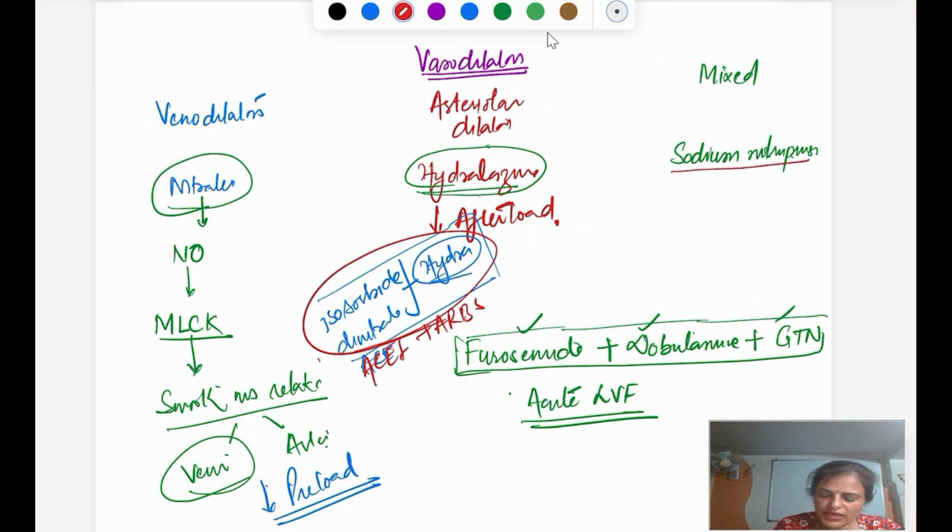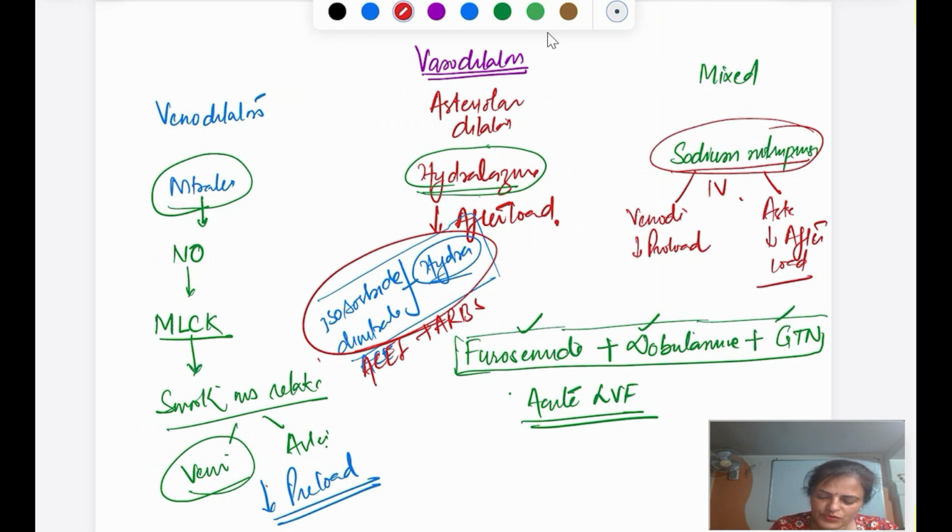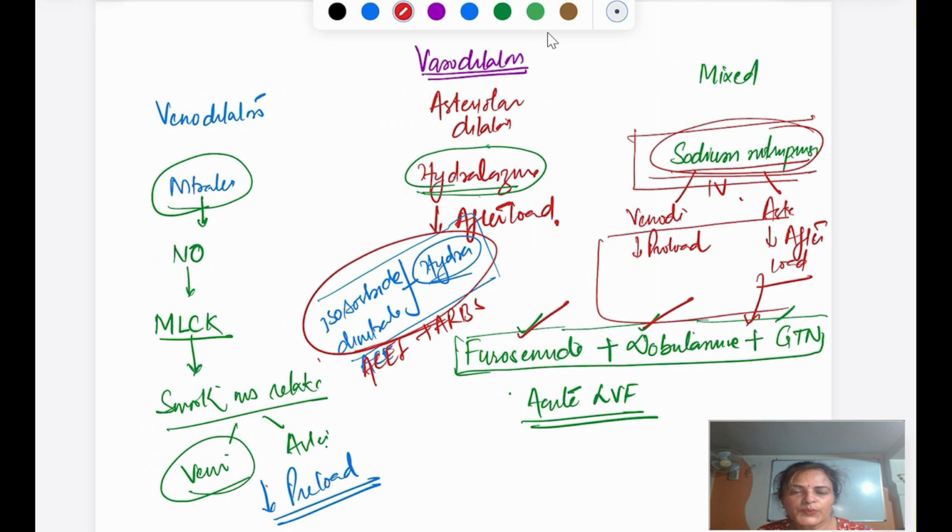Then coming to sodium nitroprusside. This is a mixed one. We give it by IV route. This is going to cause both venodilatation and arteriolar dilatation, so it is going to decrease both preload as well as afterload. So careful administration of sodium nitroprusside can also be done even in acute heart failure along with the diuretic and the inotropic drug. This drug is going to decrease both preload and afterload. It is going to decrease the cardiac work.